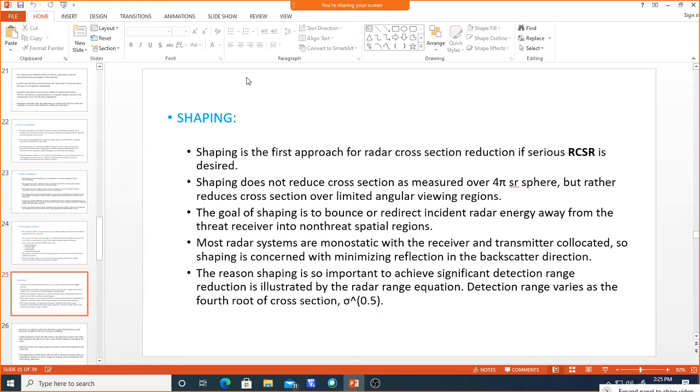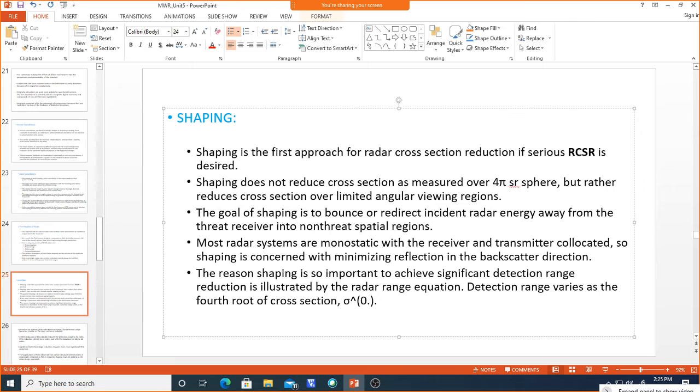The reason shaping is so important to achieve significant detection range reduction is illustrated by the radar range equation. Generally we cannot see the shaping directly in the radar equation, but in terms of radar cross section sigma, we are able to do the shaping and achieve the range reduction. The detection range varies as the fourth root of cross section. So this we know, 1 over 4.